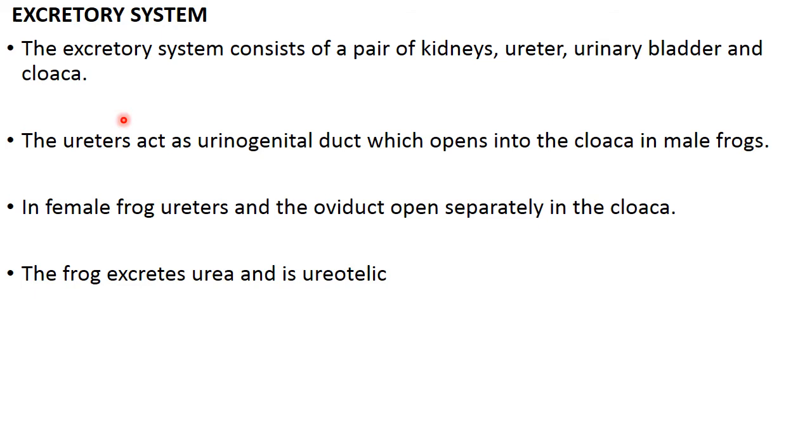Now coming to the excretory system. Excretory system में क्या है, as usual a pair of kidneys है, ureter है, urinary bladder है and cloaca. So ureters जो है acts as urinogenital ducts because it's going to carry the sperm along with the urine in case of male frogs, and this duct is going to open into the cloaca.